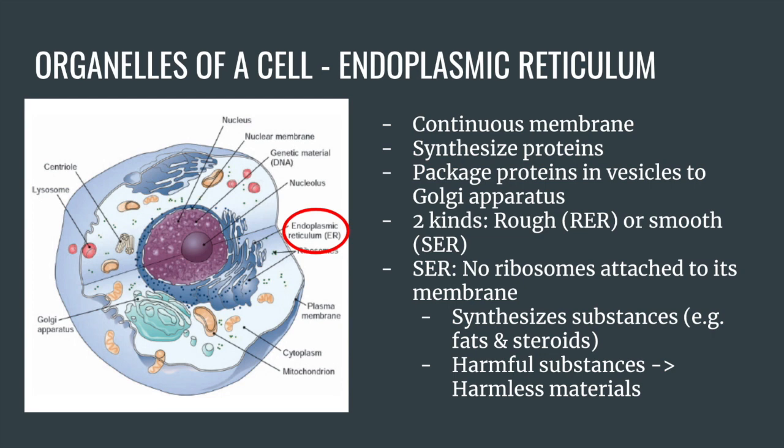It is responsible for both synthesizing proteins and packaging them in vesicles for transportation to the Golgi apparatus. There are two kinds of endoplasmic reticulum, which are the rough ER and the smooth ER. The smooth ER does not have any ribosomes attached to its membrane, making it more tubular than the rough ER. It is responsible for synthesizing substances such as fats and steroids and for detoxification, which is the process where harmful substances are converted into harmless material.